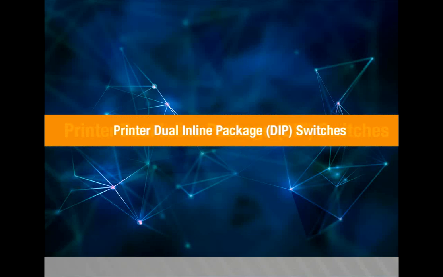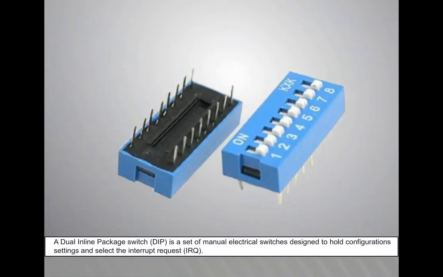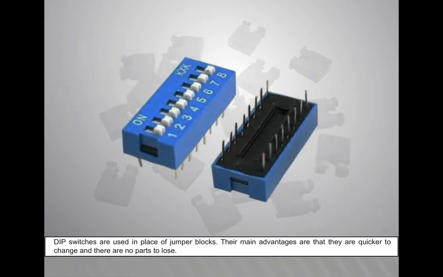Printer Dual Inline Package DIP switches. In this video, we are going to see about Printer Dual Inline Package DIP switches. A dual inline package switch DIP is a set of manual electrical switches designed to hold configuration settings and select the interrupt request IRQ. DIP switches are used in place of jumper blocks. Their main advantages are that they are quicker to change and there are no paths to lose.